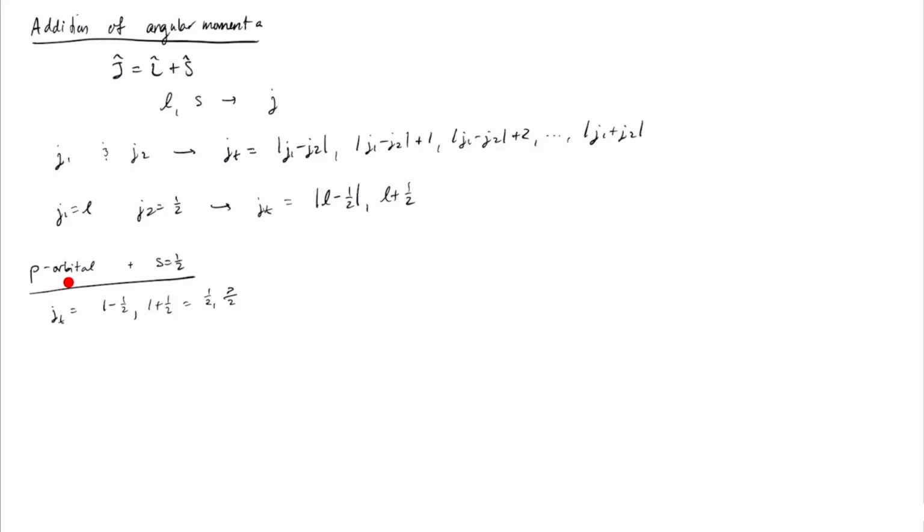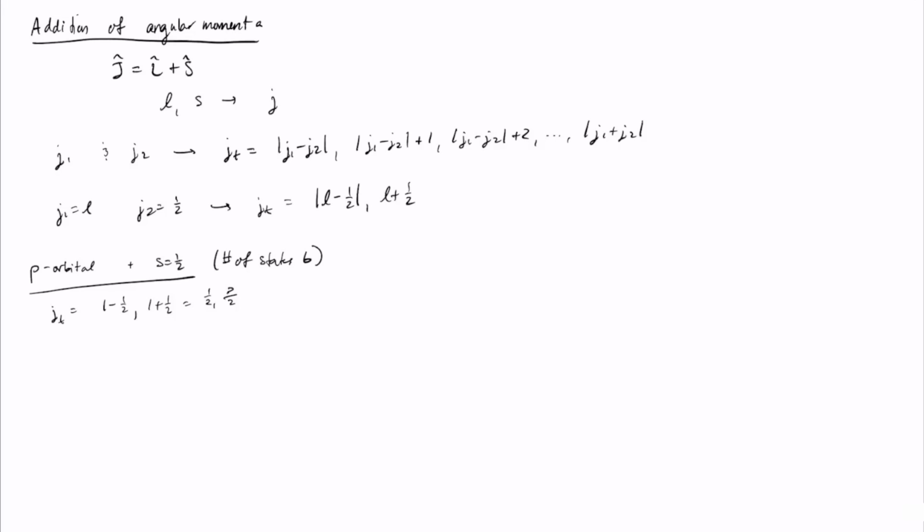And so you have this 3 times 2 different possibilities for different ways to combine L equals 1 and S equals 1/2 states. So this means that we have 6 different states. And now if we combine them, we haven't changed the number of allowed states.